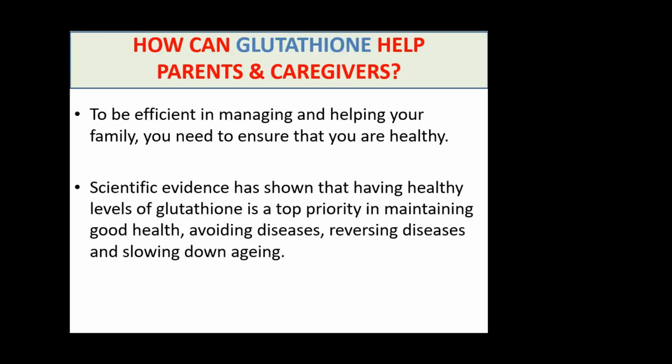And how can glutathione help parents and caregivers? To be efficient in managing and helping your family, you need to ensure that you are healthy first. It's just like when you're on a plane and there is the need to have oxygen. You have to make sure that you have the oxygen mask first before you attend to the others. Scientific evidence has shown that having healthy levels of glutathione is a top priority in maintaining good health, avoiding diseases, reversing diseases, and slowing down aging.